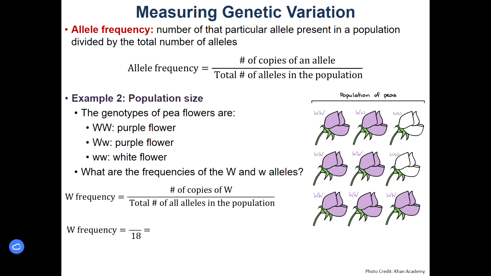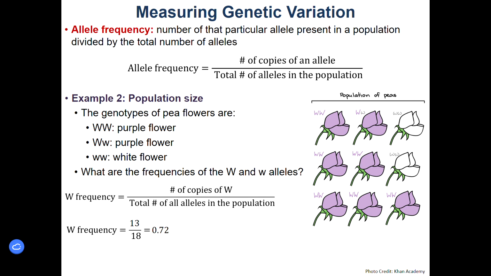Now we need to figure out how many big W alleles we have. We have 13. You can count 1, 2, 3, 4, 5, 6, 7, 8, 9, 10, 11, 12, 13. So we have 13 alleles. You just divide those two numbers.